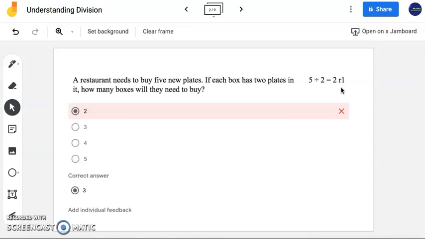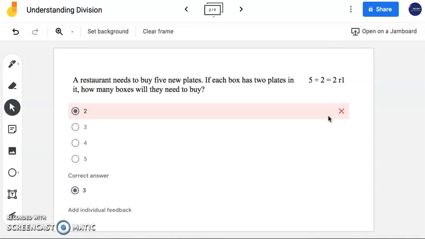But if we go back to the problem, it says if each box has 2 plates in it, how many boxes will they need to buy? So notice my answer, they definitely need 2 boxes, but we have 1 left over. We can't just not include that plate. That plate still needs to go into a box. So 2 is part of the answer, but in this type of problem, we do have to include that remainder.